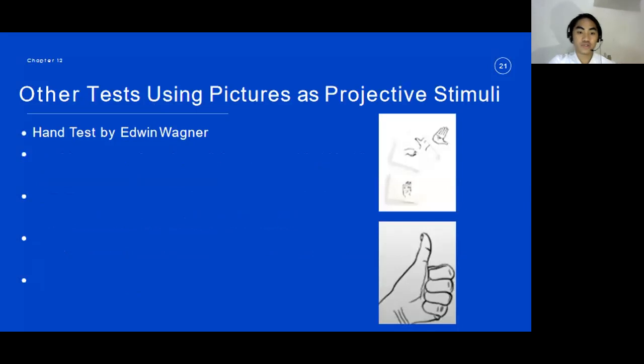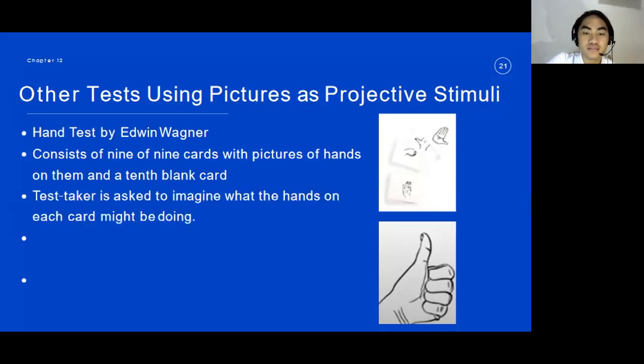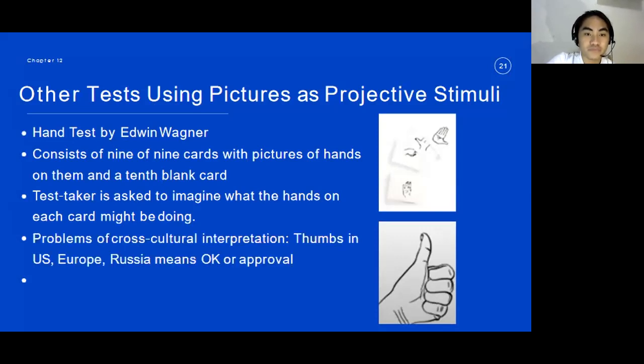So, some other tests that use pictures as projective stimuli: we've got the Hand Test by Edwin Wagner. And the Hand Test, this is an interesting one. It consists of 9 cards. They show pictures of hands on them. And the tenth is a blank card, and you can feel that in yourself. The test taker is asked to imagine what the hands in each picture might be doing.